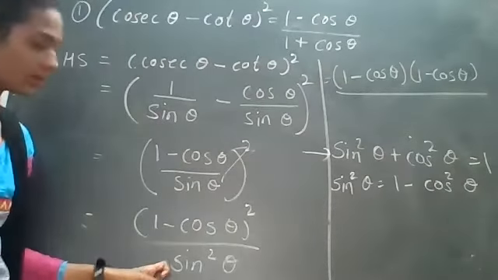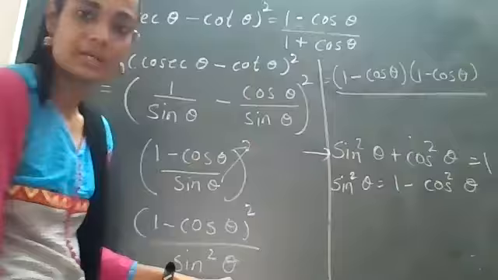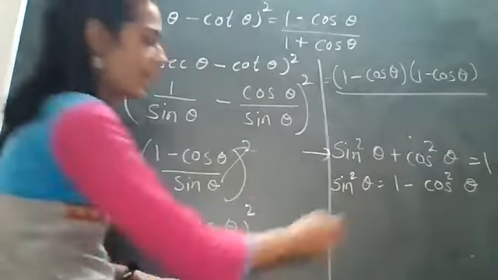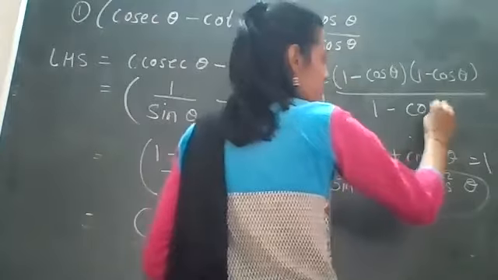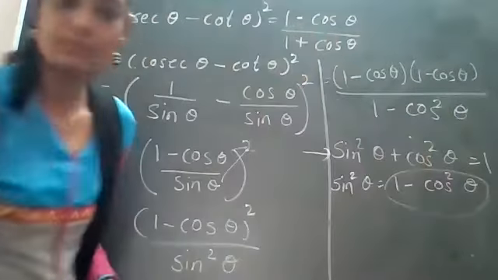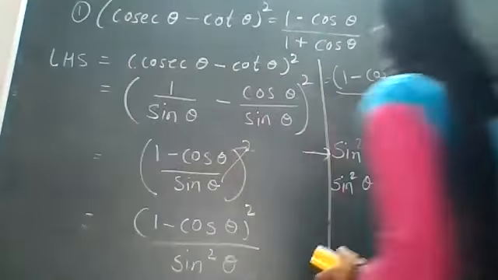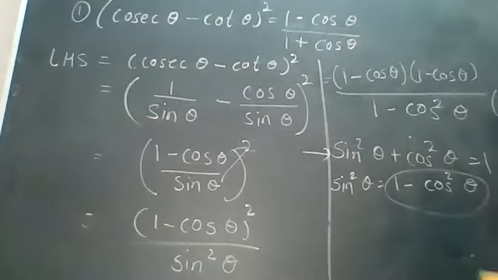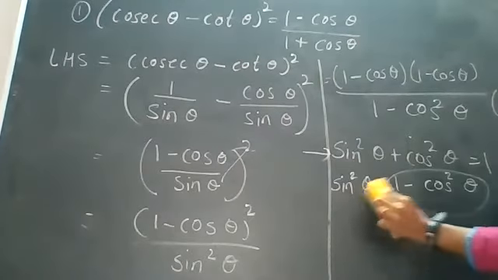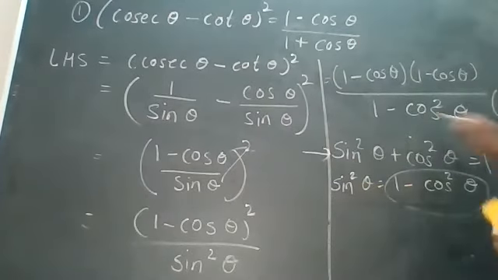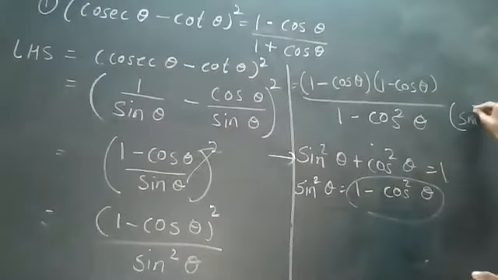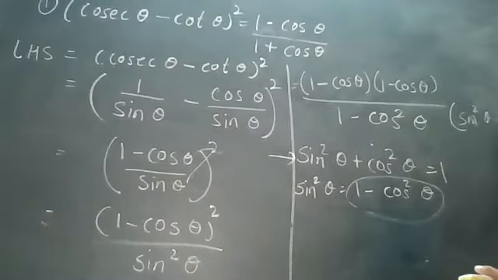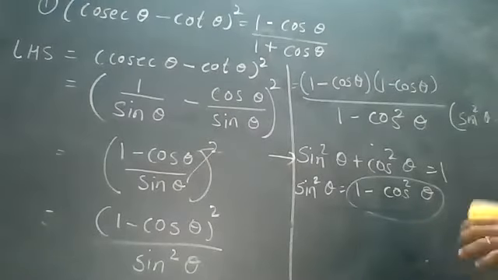Yes, ma'am. Okay. So instead of sin square theta, I will write 1 minus cos square theta, in a bracket. In that bracket you just write down that sin square theta is equal to 1 minus cos square theta, like this. Okay.